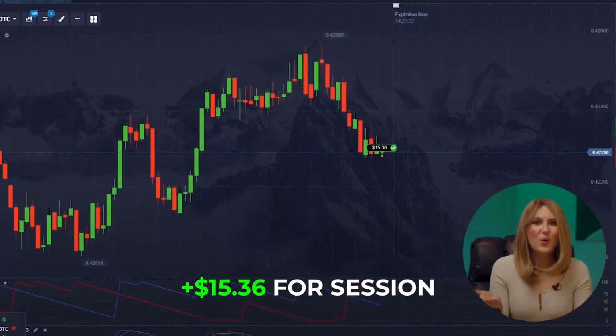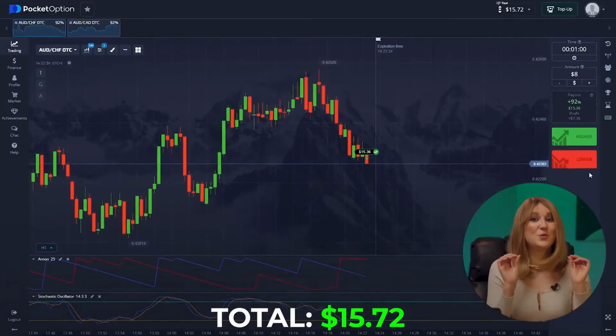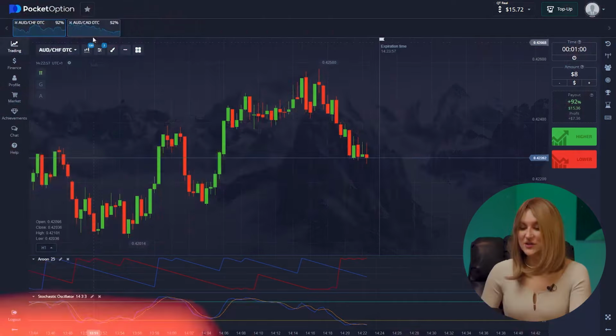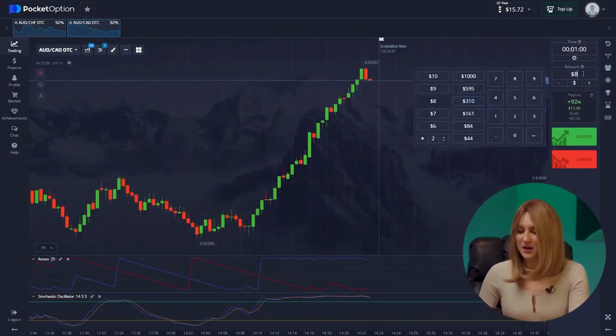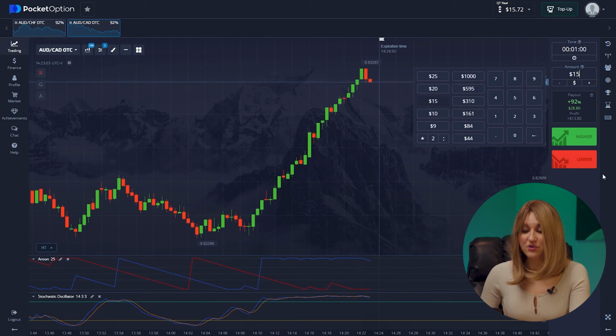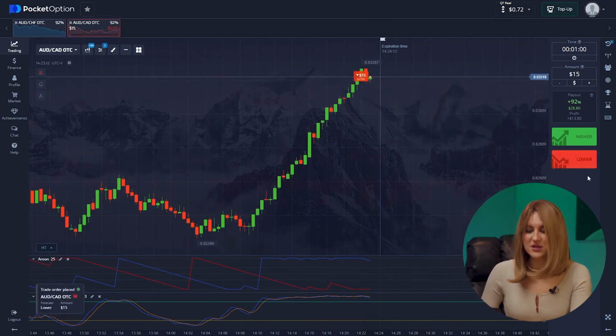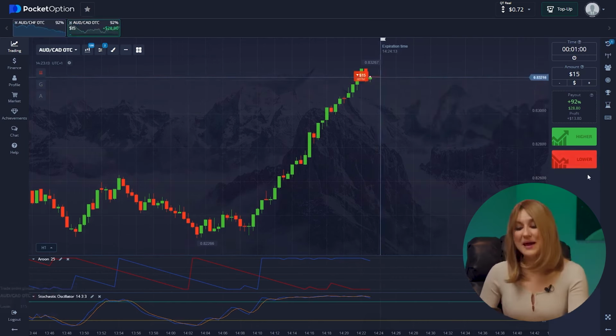Wow, look at how well we are doing, starting with just 1. This is amazing. Back to the Aussie and Canadian pair, and as always, let's update the amount. Let's jump into a put option right away. This situation isn't for beginners, but my 8 years of experience helps me spot patterns.